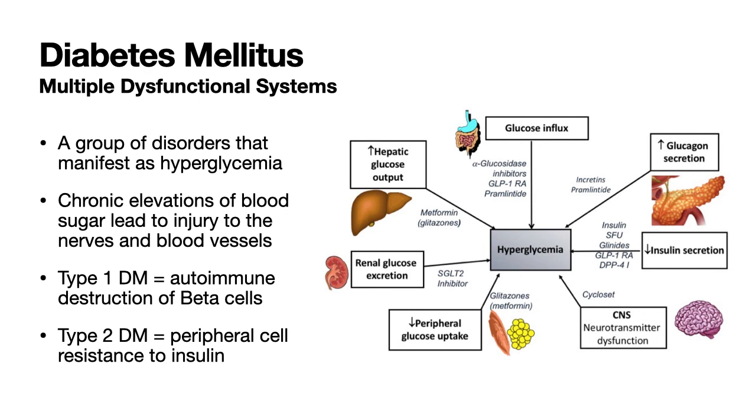So all of these processes will synergistically act to produce hyperglycemia, which again becomes chronic in diabetes mellitus and eventually injures nerves and blood vessels, which will increase complication rates, particularly of stroke and heart attack, which will cause the individual to die.